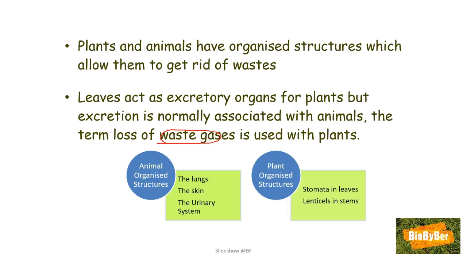In a nutshell, what kind of organised structures do animals have for getting rid of wastes? Well, animals have lungs, skin, and their urinary system or their kidney system for getting rid of wastes. These wastes, as we said before, are not to be confused with number 2s. These wastes are made as a result of chemical reactions.